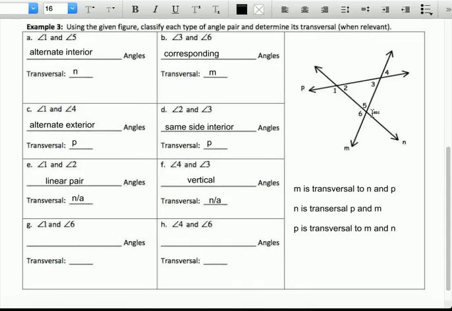Angle 1 and angle 6. Now they do use all three lines. They're both on line N, so that makes N our transversal. They are on the same side of line N, and they're both interior to M and P. So these are same side interior. And 4 and 6. These are both on line M, right? So our transversal is M. They're on opposite sides, and they're both exterior. So alternate exterior angles.